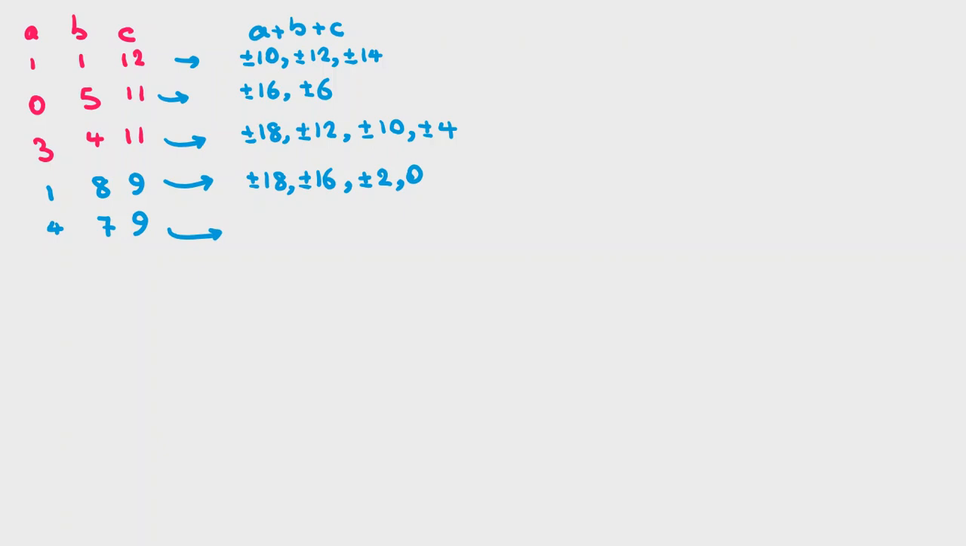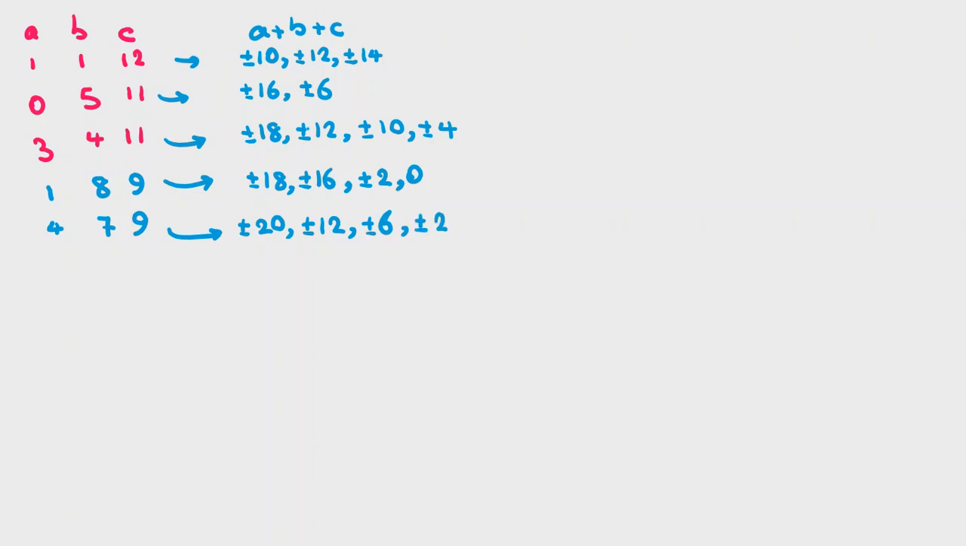We have these cases. 4 plus 7, 11 plus 9, 20, plus minus 20. 9 plus 7, 16 minus 4, 12, plus minus 12. 9 plus 4, 13. 13 minus 7, plus minus 6. And 9 minus 4, 5. 5 minus 7 will be 2, plus minus 2.